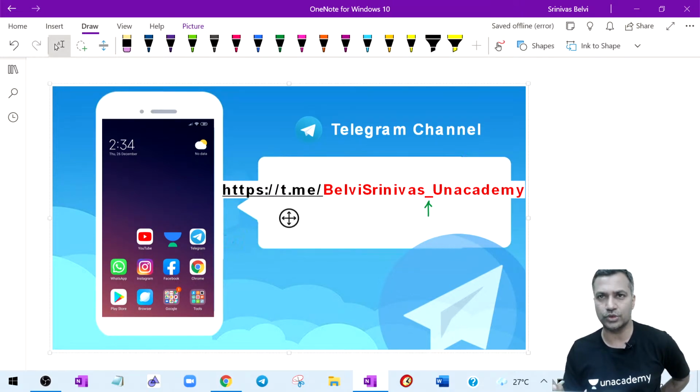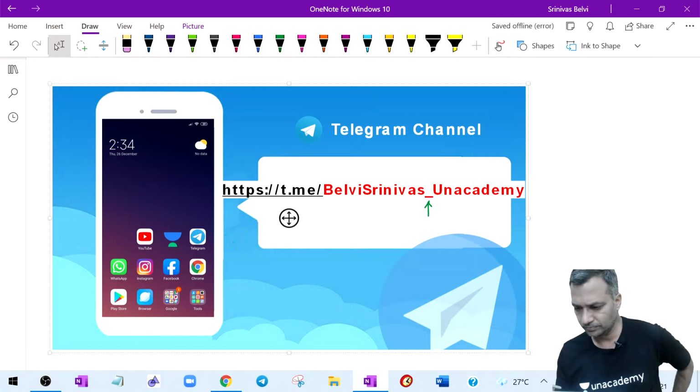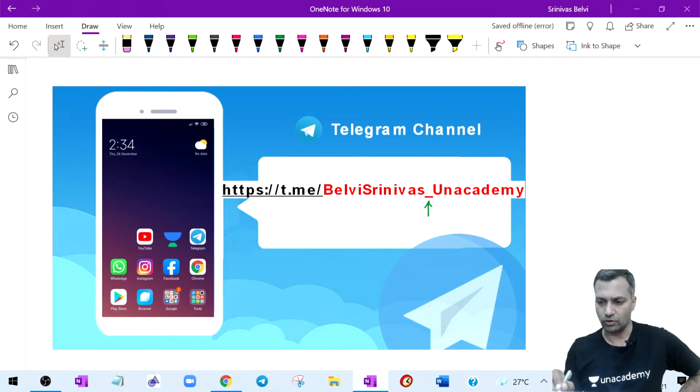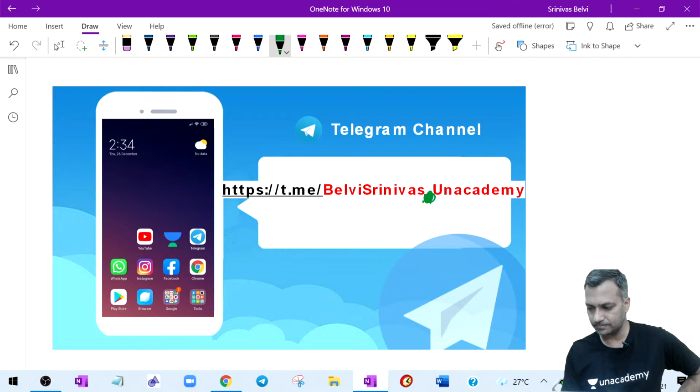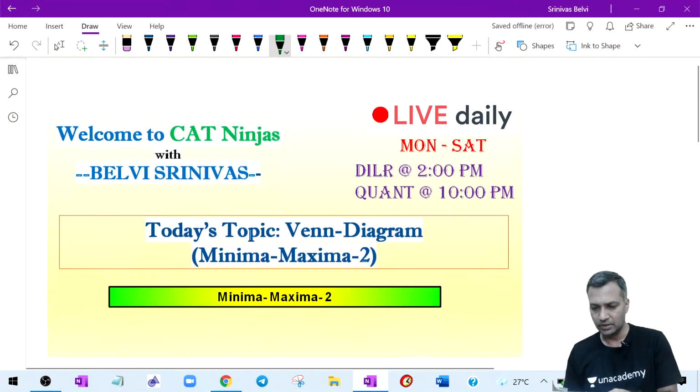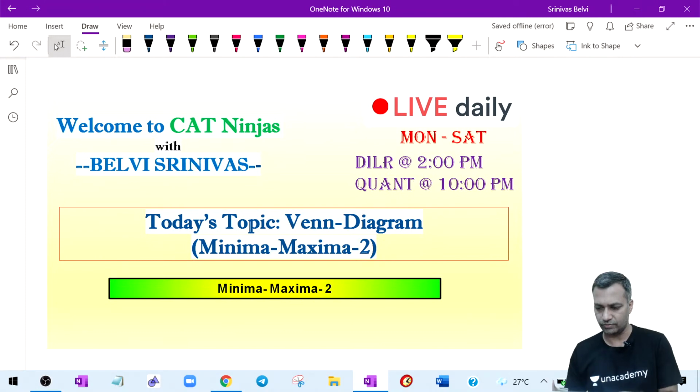Others can just confirm, if you remember, so that from next class onwards we can broadcast accordingly, so there is no confusion. Okay, Gaurav is also saying the same. All right, so there is no underscore. Okay, let's remove this underscore. This is the way to join. Perfect. So Gaurav, it's continuous, right? So you are saying the Telegram channel is Belvi Srinivas Unacademy, continuous. Fair enough. Thanks, Gaurav, for reconfirming. If anybody has faced it, just let me know so that we are clear about this.